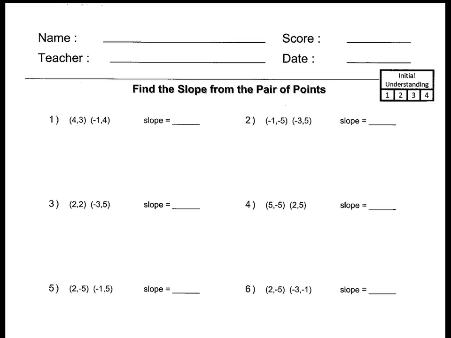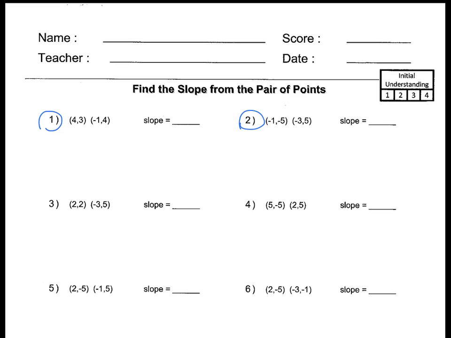I will also be doing 2 examples with you on each page, so you know what needs to be done and what I expect out of you in your classwork and homework for today. So let's look at page 1, find the slope from the pair of points. We're going to do number 1 and 2 together.